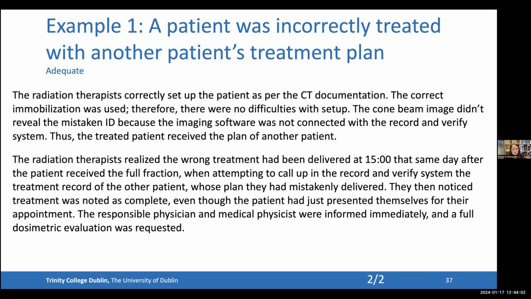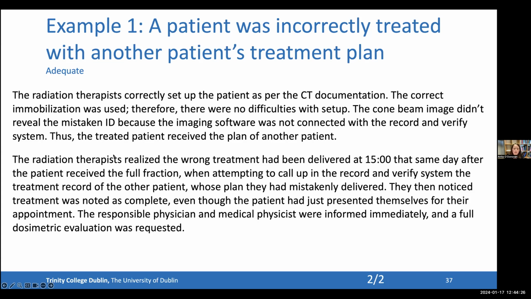So the next section here just highlights again some of the safety barriers that failed, and also the equipment related failures, so the cone beam imaging not being connected to the record and verify system. And then some of the immediate responses are included. So the responsible physician and medical physicists were informed.